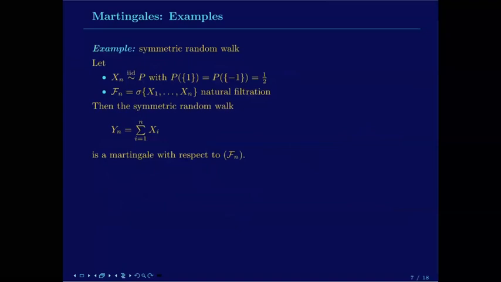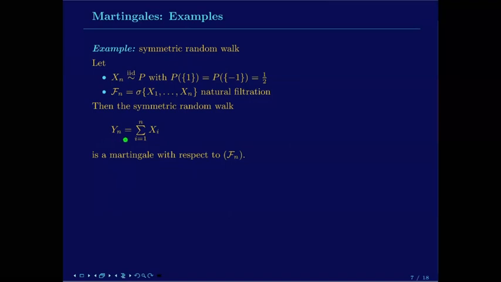A few examples. So our simplest example is the symmetric random walk. So we have random variables X_n that are independent identically distributed and take the values 1 or -1, each with probability a half. Then F_n is the natural filtration of this process. And we define the symmetric random walk as the sum of the X_i up to time n. This is a martingale with respect to the natural filtration. So the technical conditions are easily verified.